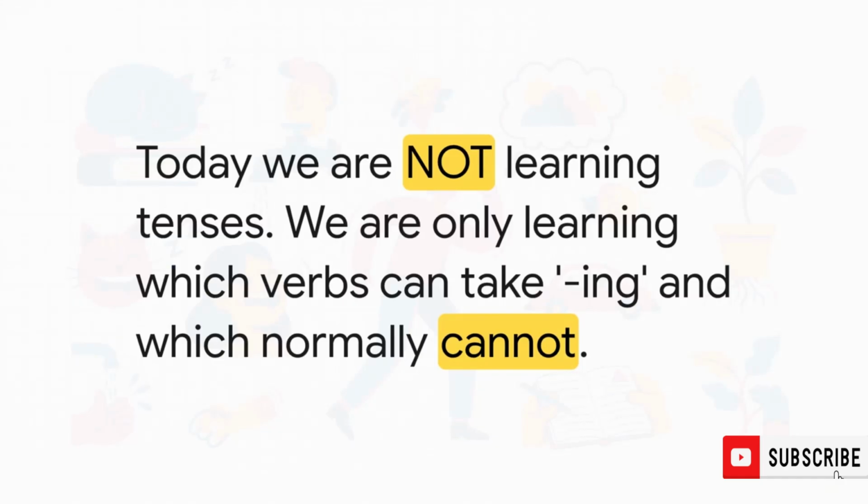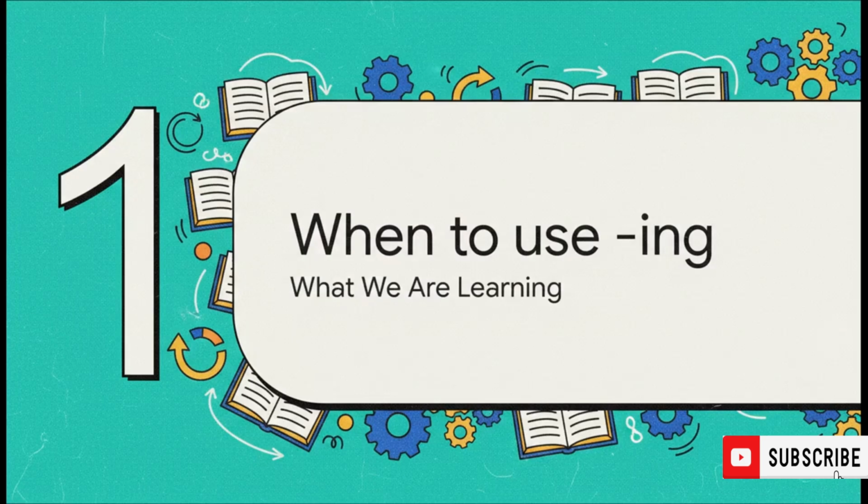Okay, first things first, and this is really important. Today we are not learning about tenses. That means no past, no present, no future, nope. We are only going to focus on one thing: which verbs can use ing and which ones usually don't. That's it. That's our only goal for today, and we have a fantastic little trick that's going to help you figure it all out. Honestly, it's way easier than you think.